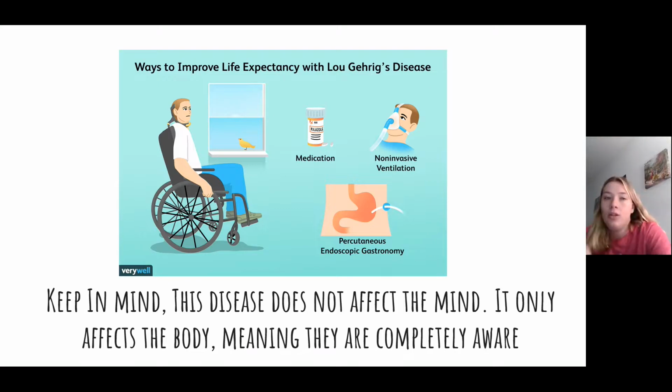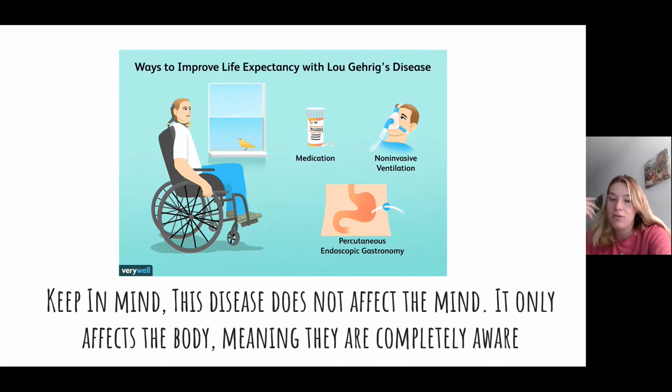So, Lou Gehrig's disease. Lou Gehrig's disease is a little bit different from the rest of the disease processes we talked about, because with the other disease processes, there is kind of a cognitive component where there's a little bit of cognitive decline with these patients. Whereas in Lou Gehrig's disease, it strictly affects the body.